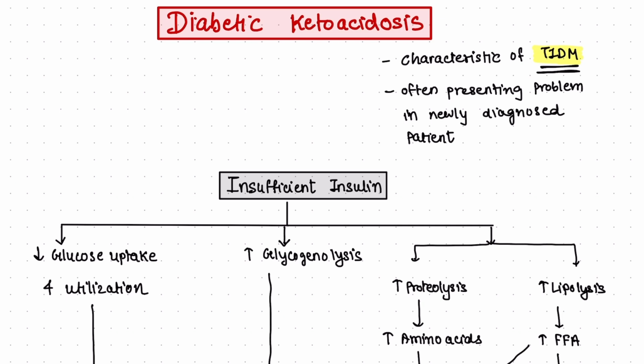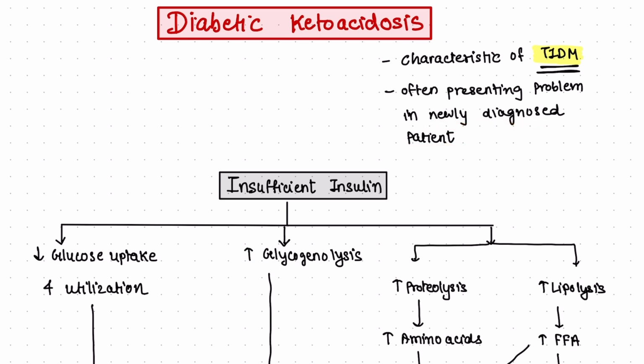Hello everyone, in this video we are going to talk about diabetic ketoacidosis. Diabetic ketoacidosis is a medical emergency. Now it is a characteristic of type 1 diabetes mellitus. It is commonly seen in patients with type 1 diabetes mellitus. It is often the presenting problem in the newly diagnosed patient.